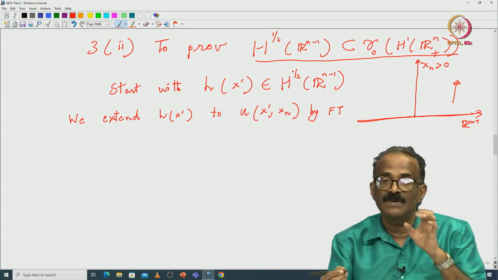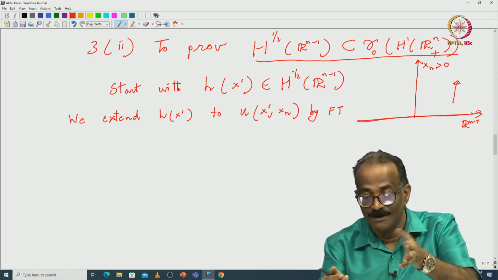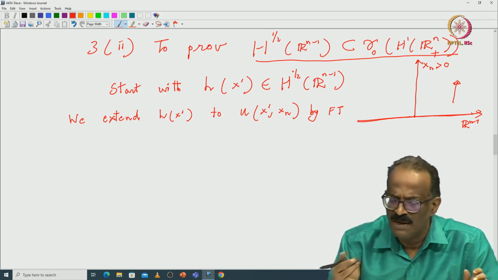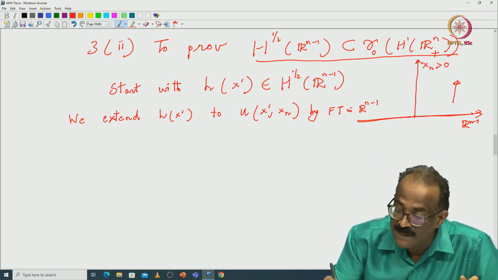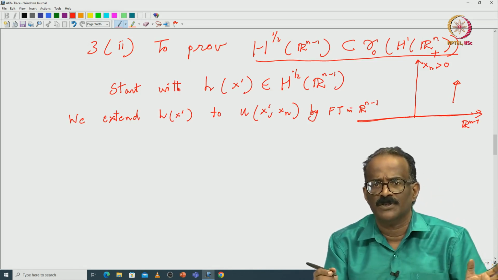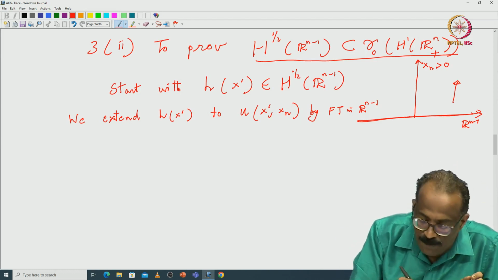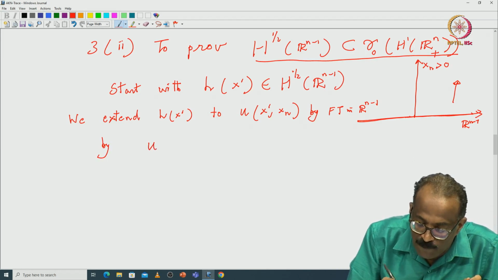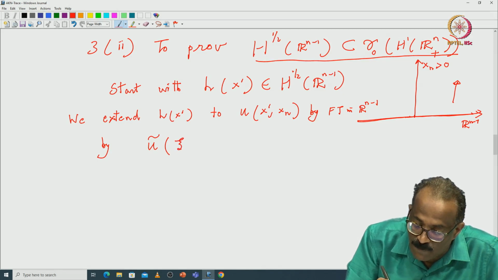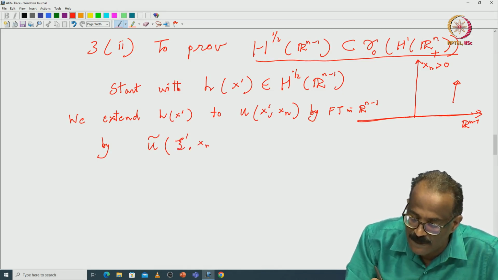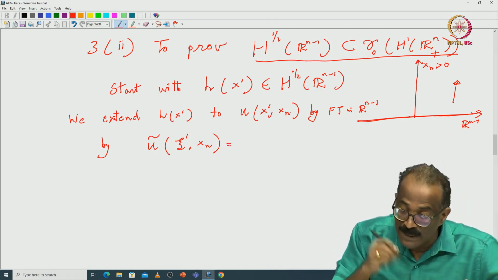Fourier transform is very useful to extend, because of this bijection you can recover the function back. Fourier transform in R^(n-1), only in the x' variable, is enough, because once you know the Fourier transform, it determines the function uniquely. So I will define the Fourier transform of u before defining u. I will do the (n-1)-dimensional Fourier transform, where x_n is a parameter at this stage.